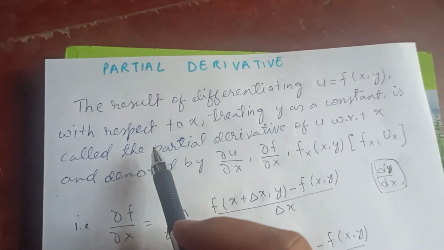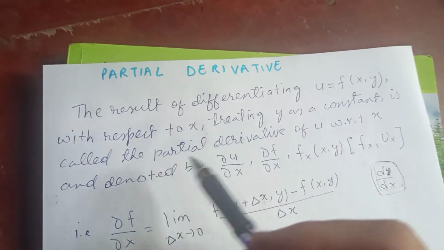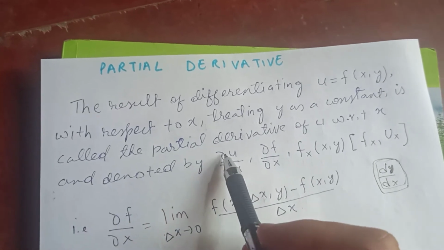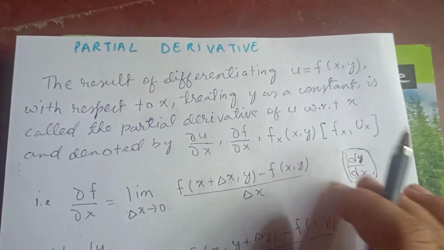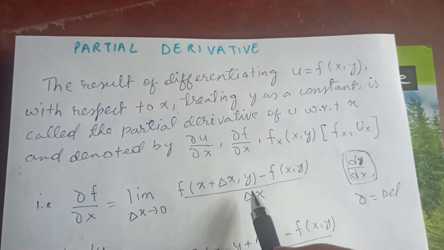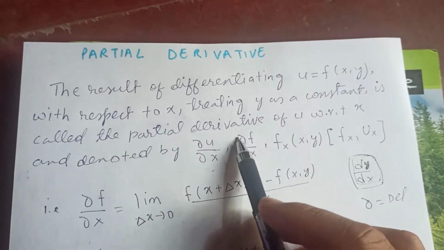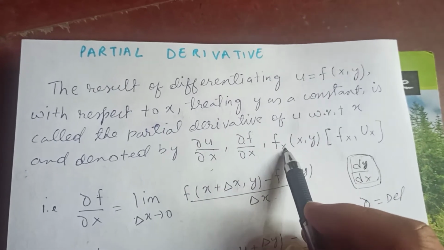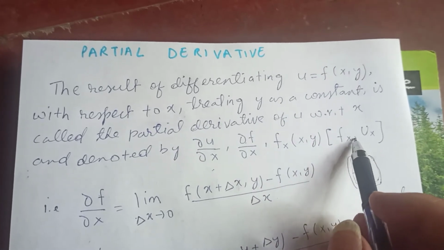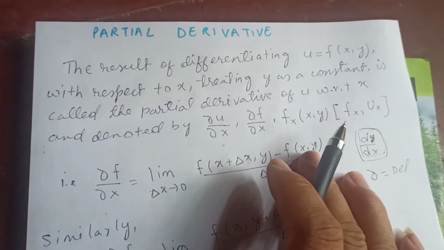Okay, so our partial derivative definition is nothing but the result of differentiating u equal to f of x, y. This we have two variables, more than one variable. So u equal to f of x, y with respect to x, treating y as constant, is called the partial derivative of u with respect to x and denoted by this one. We pronounce this as del. So del u by del x or del f by del x, or sometimes we denote it by f_x of x, y, or just f_x, or just u_x only.